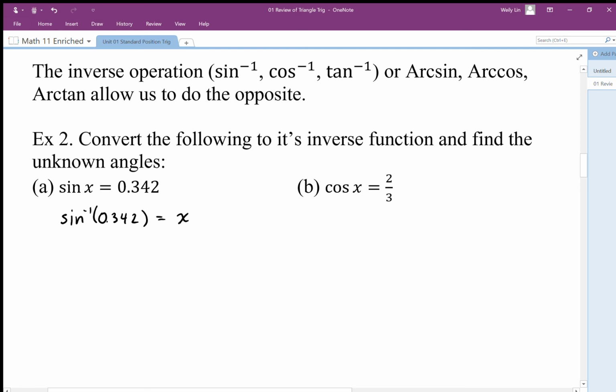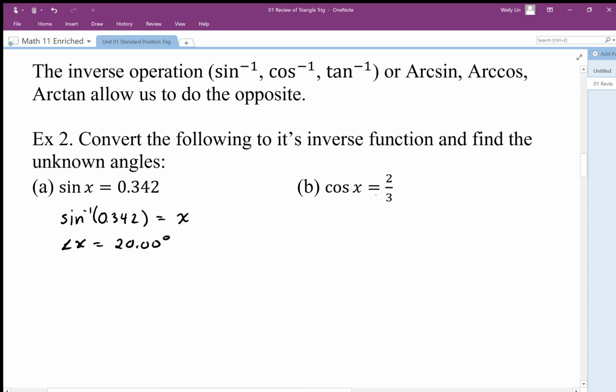So we start with 0.342, and we're going to do the inverse sine, and we get the angle x is equal to 19.99, so I'm going to round that to 20.00 degrees. Okay, so same thing here.